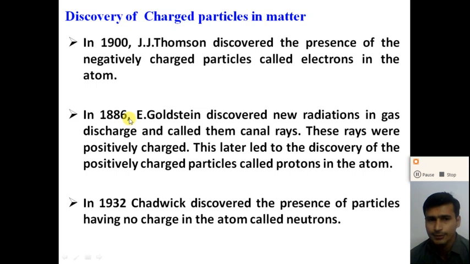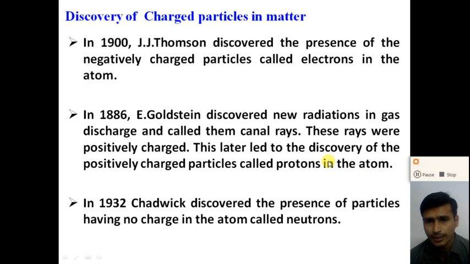In 1886, E. Goldstein discovered a new radiation in the gas discharge and called them canal rays, right? When we apply a potential difference to the gas discharge tube, canal rays are produced. A new type of radiation is produced, and E. Goldstein called them canal rays. These rays were positively charged, right? This later led to the discovery of the positively charged particle called the proton in the atom.